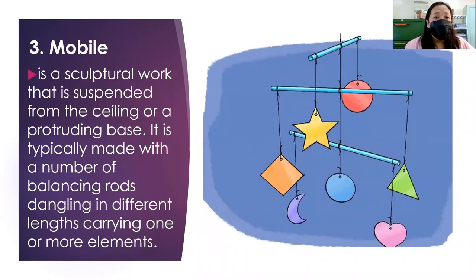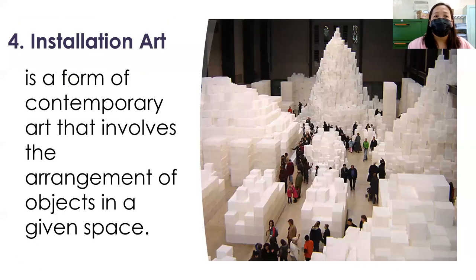Next, the third is mobile. Mobile is a sculptural work that is suspended from the ceiling or a protruding base. It is typically made with a number of balancing rods dangling in different lengths, carrying one or more elements. Number four, installation art. Installation art is a form of contemporary art that involves the arrangement of objects in a given space.